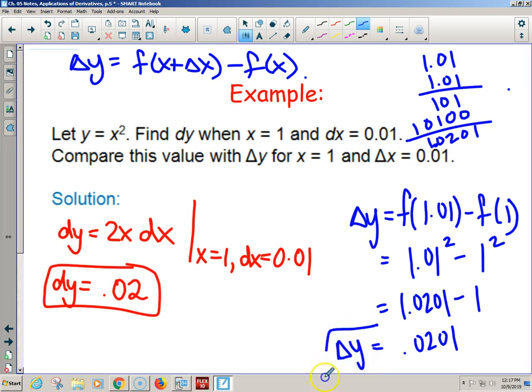Which one was easier? First one, the derivative. Derivatives are easier than normal math. Sometimes. But what made this a pretty good approximation? Well, I was still pretty close. You guys agree?